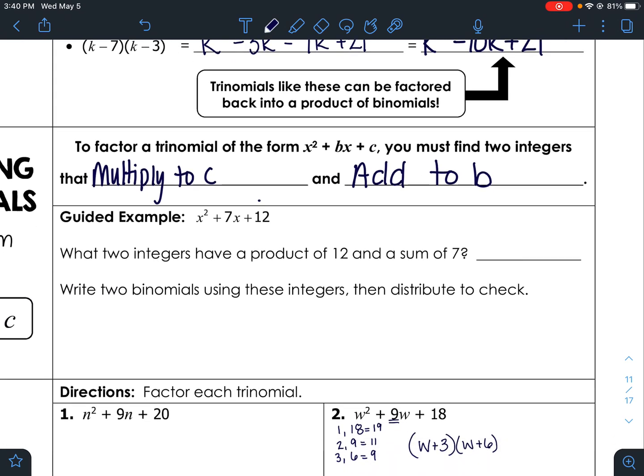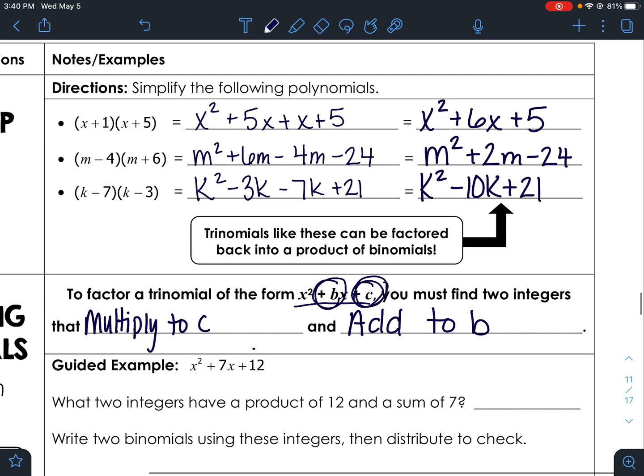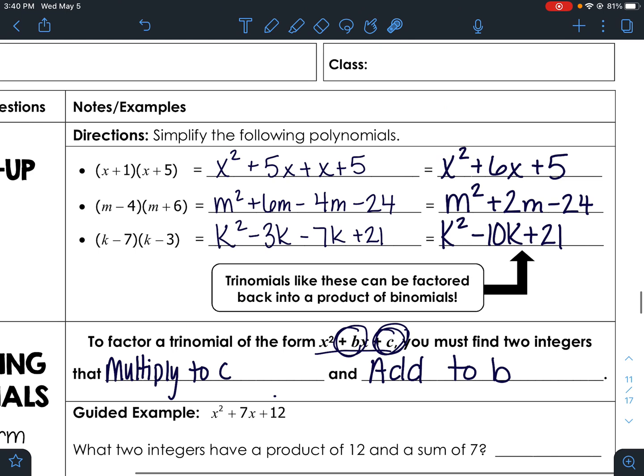So the idea here is that we want to find things that come in this form. We want to find things that multiply to be that last number, but add to be this middle number. Let's look at these up above and see if that works. So we want to multiply to be 5, but add to be 6. What numbers multiply to be 5 but add to be 6? Well, that's 5 and 1. So here you see my 5x and my 1x terms. When I factor that, you get x plus 1 and x plus 5.